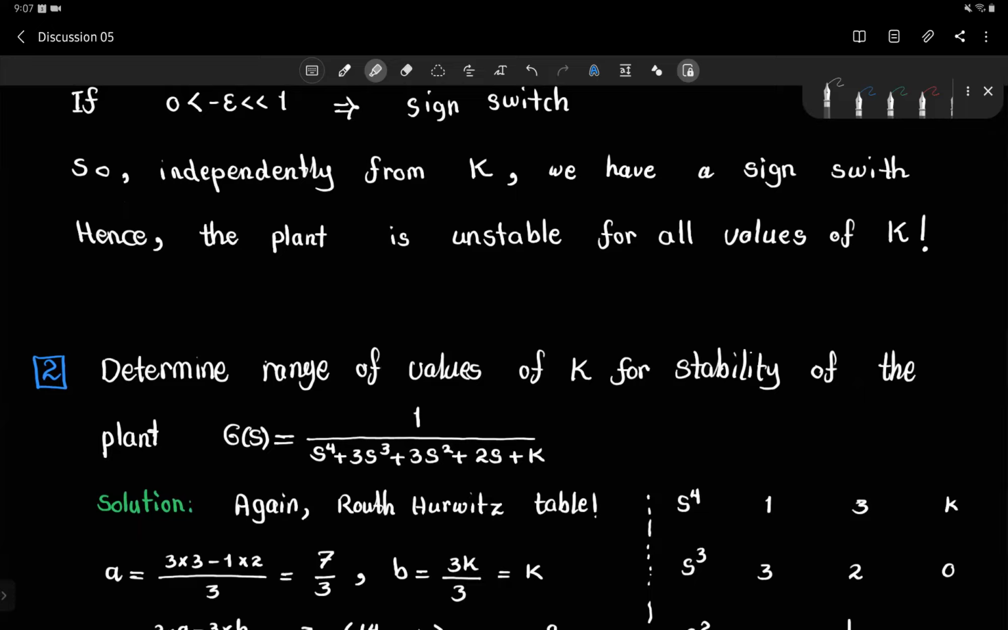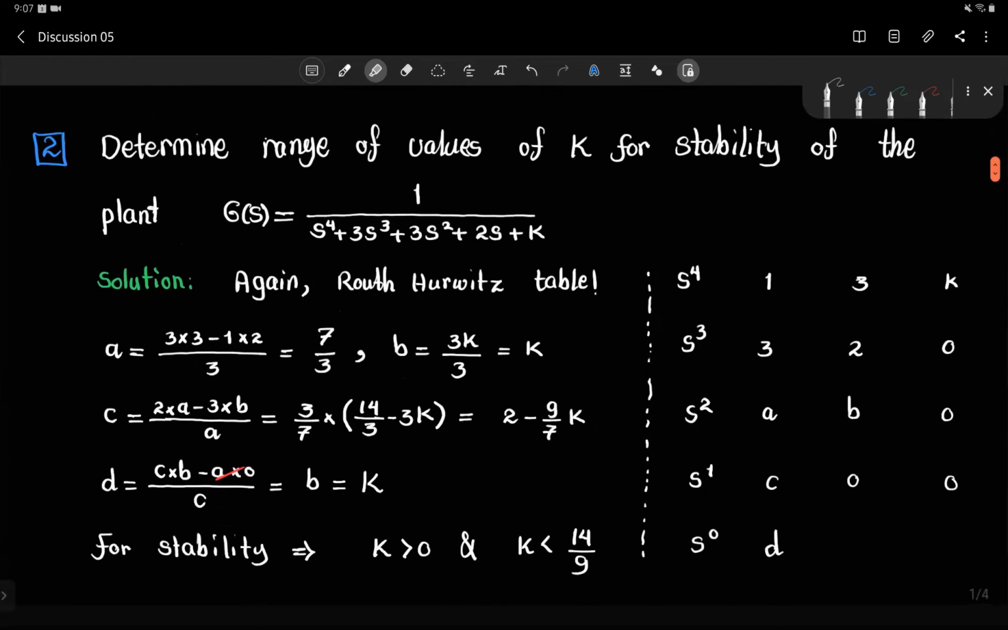Okay, moving on. The second question we have today is that we would like to determine the range of values of k, again, for stability, this time for the stability of this plant, okay? Again, whenever we try to answer questions about stability, we use the Routh-Hurwitz table. So we list the powers of S as the first column, and then we fill in the Routh-Hurwitz table.